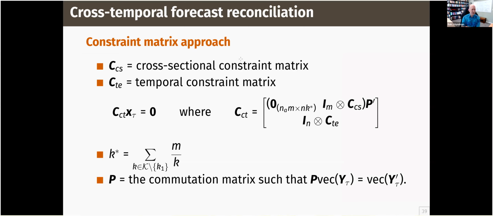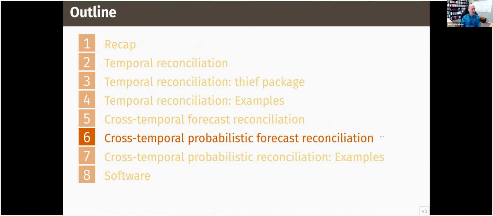Now, I did introduce the constraint matrix approach last week, and that can also be written in this form, and it will be a smaller matrix because the constraint matrix approach is a more efficient way of doing it. So if I write down my cross-sectional constraint matrix approach, my temporal constraint matrix approach, then I can form the cross-temporal constraint matrix using this thing here.